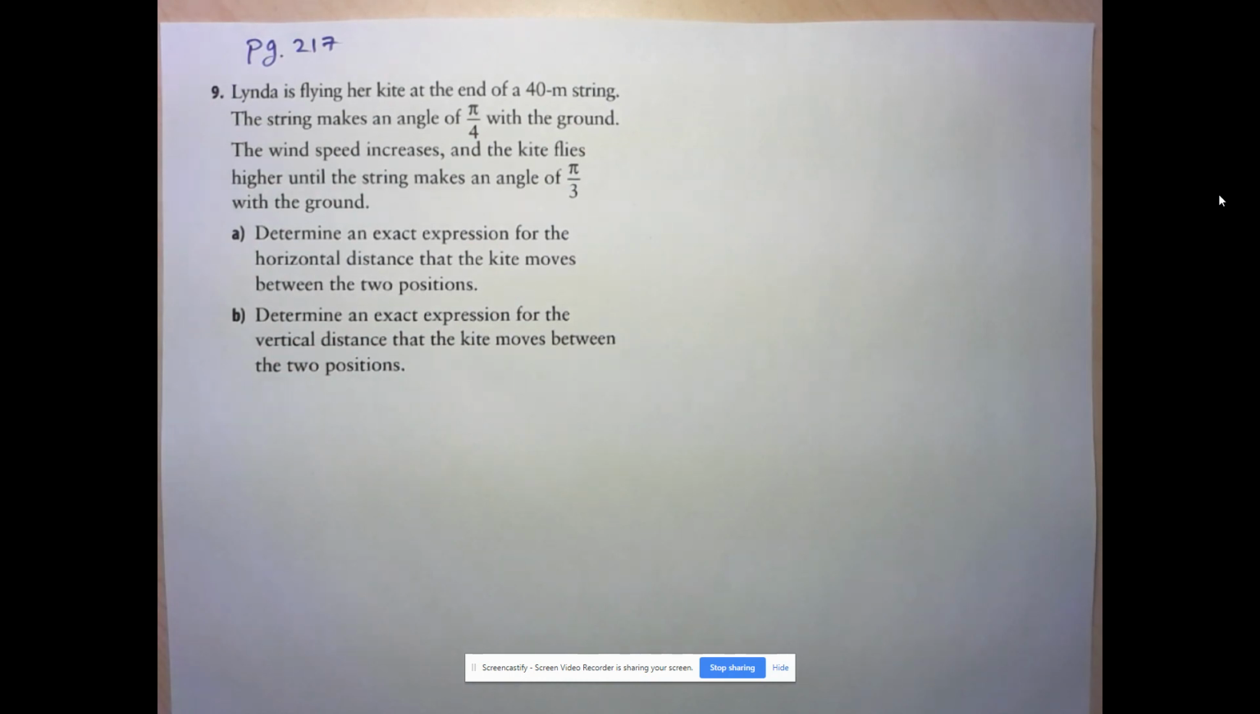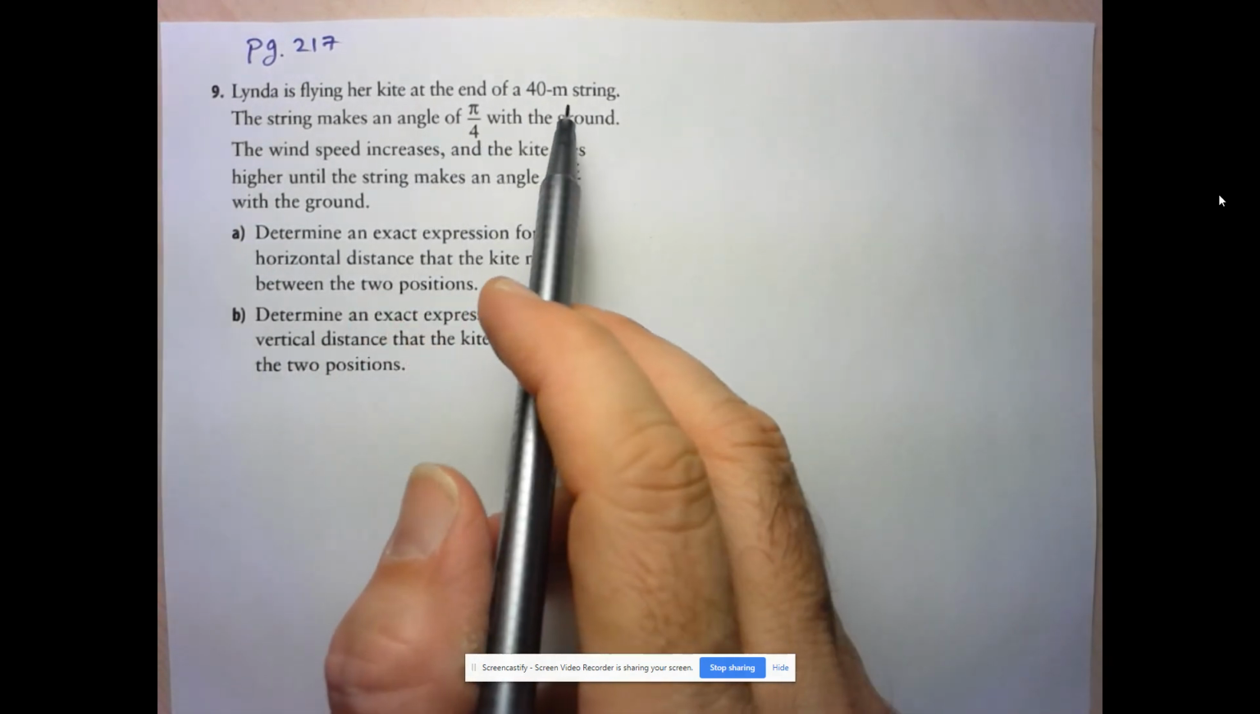Hi folks, we're going to take a look at number 9 on page 217. So let's see what's going on here. We have somebody flying their kite at the end of a 40-meter string.